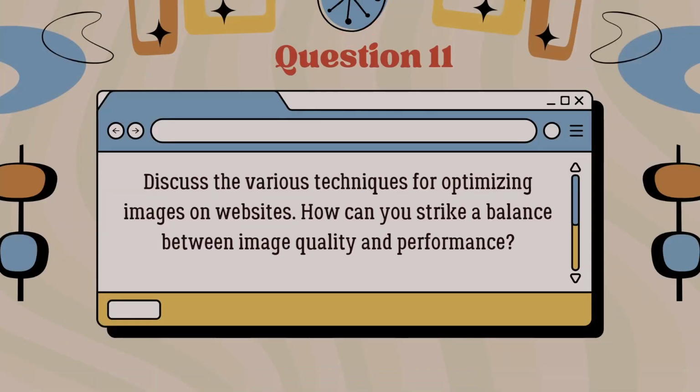Next question is, discuss the various techniques for optimizing images on a website. How can you strike a balance between image quality and performance? Just go through some of the points related to it.